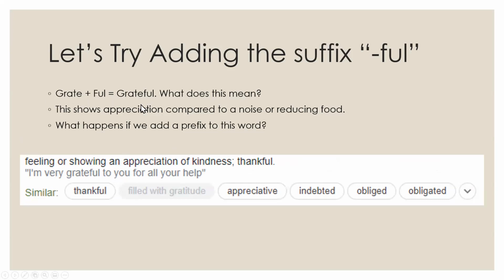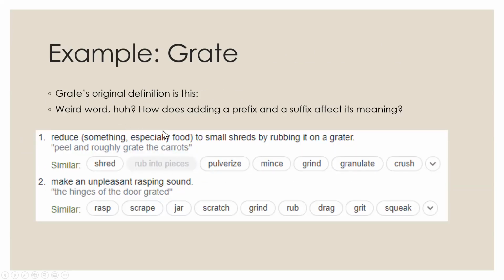And what does that mean? It means feeling or showing an appreciation of kindness or being thankful. I'm very grateful to you for all your help. This shows appreciation compared to a noise or reducing food sound. Very, very distinct to what this one was.